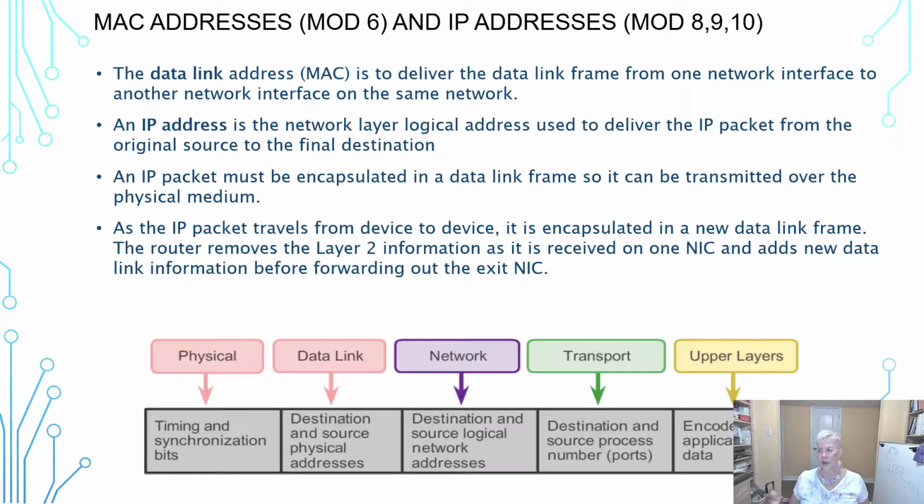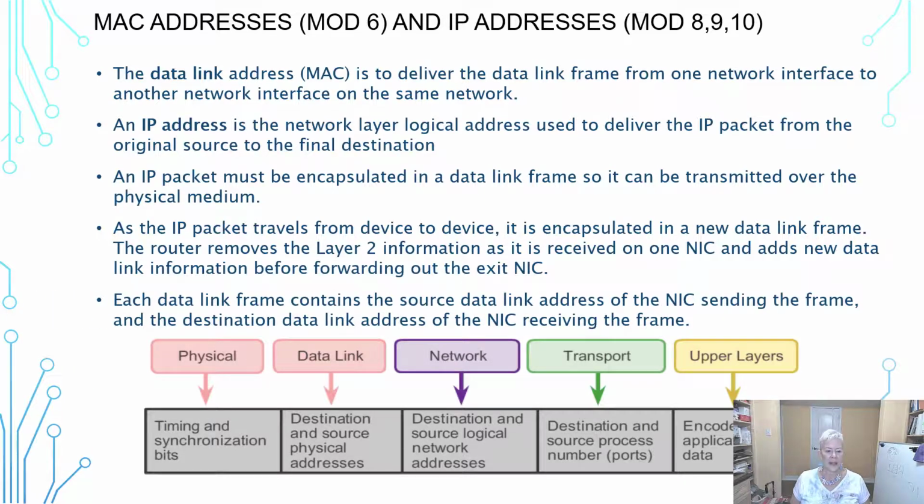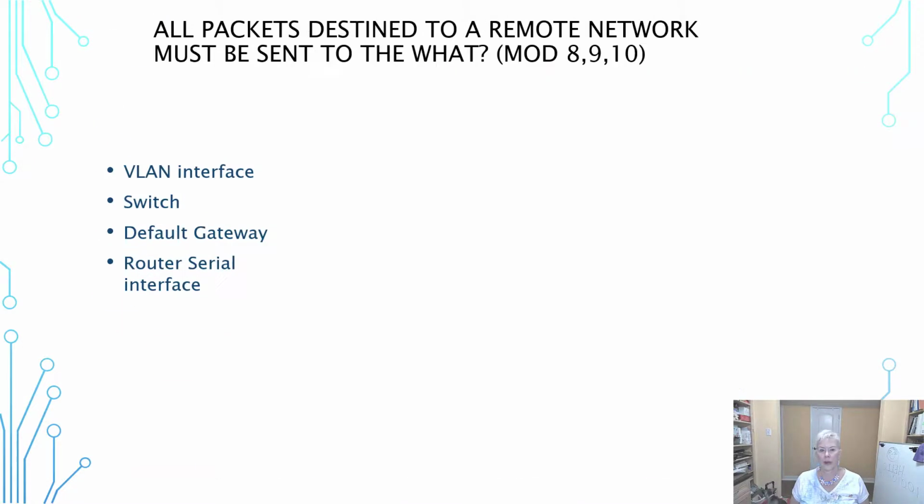Remember, every module we're going to talk about is going to be covering this stuff, and we will keep practicing it. Each data link frame contains the source data link address of the NIC sending the frame and the destination data link address. We're going to do some examples of this in class. We're going to actually look at a network and we'll be able to see this information move through the network.